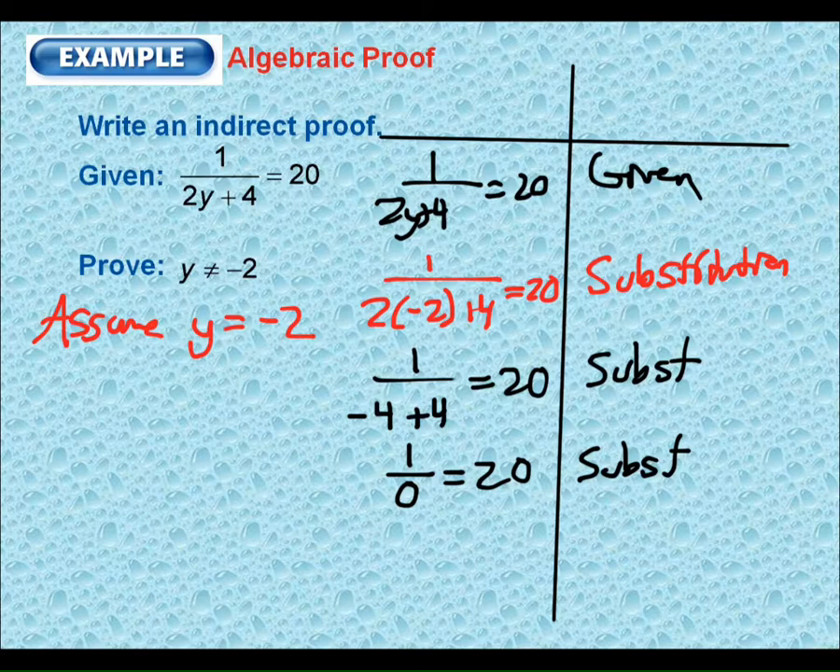So a lot of times we write it as a paragraph proof here, but if we wrote it in two-column, we would then say, therefore y does not equal negative 2, and we could say proof by contradiction here.